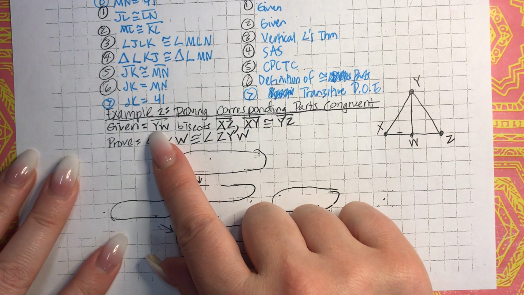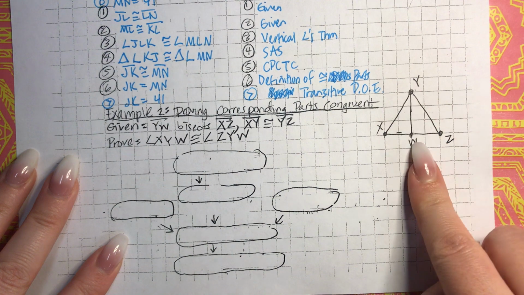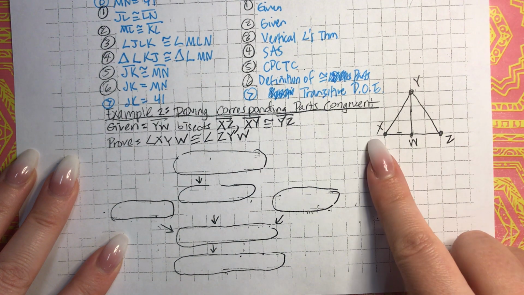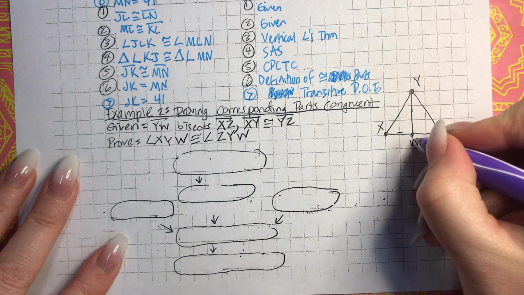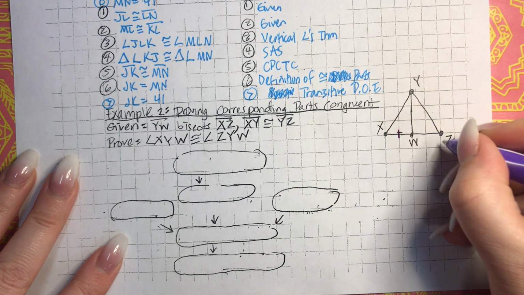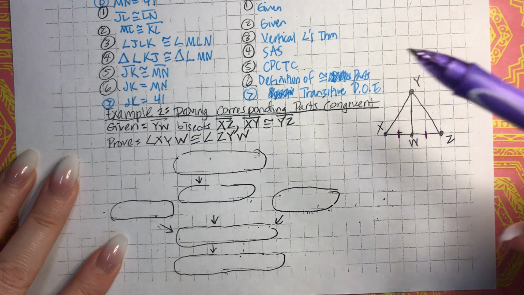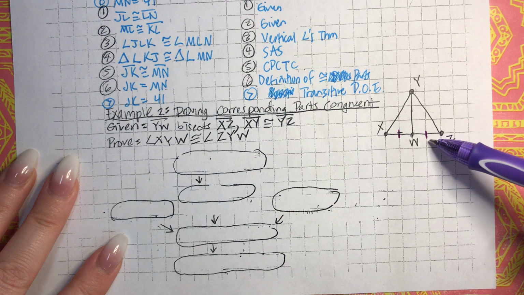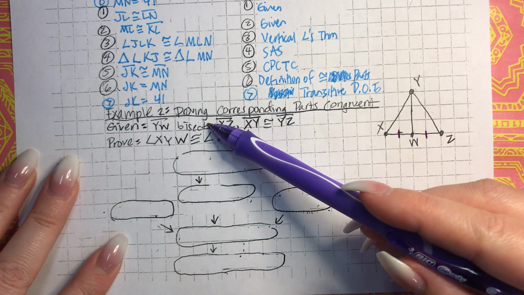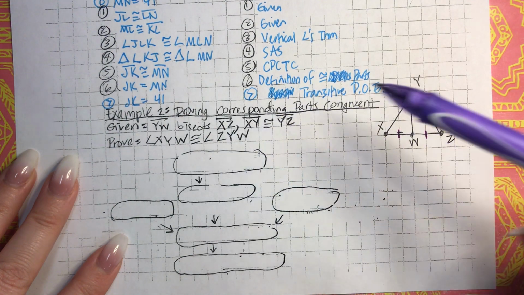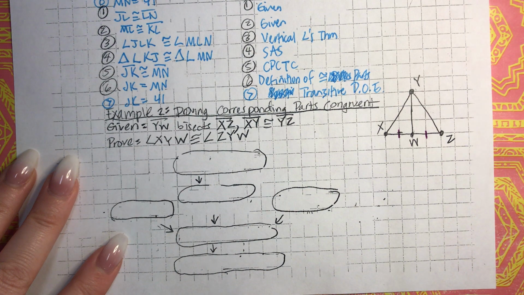So it says given YW bisects XZ. So YW is here. It bisects XZ. What does that mean? Yes, it cuts it in half, which means that XW is congruent to WZ. So we have the bisects, which then says those are congruent. So that might be a two-stepper, right? There's this given information, and from that given information, we can say that XW is congruent to WZ. Okay, so it looks like two steps.